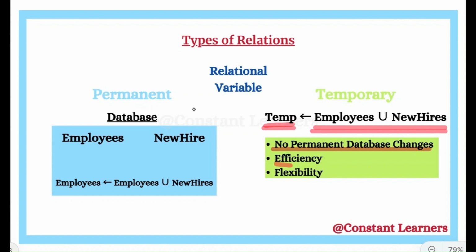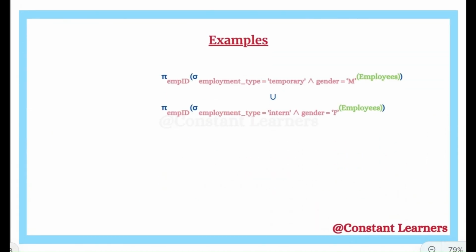Next is efficiency. That is, they allow breaking down complex queries into manageable steps. And third is flexibility. You can reuse the intermediate result in multiple queries or expressions. Thus, temporary relations are very handy when you need to perform complex query operations without affecting the integrity of your database. That means you can treat them as scratchpad variables for relational data. Now let's take a quick example to demonstrate this.